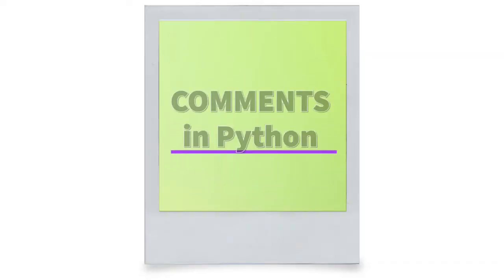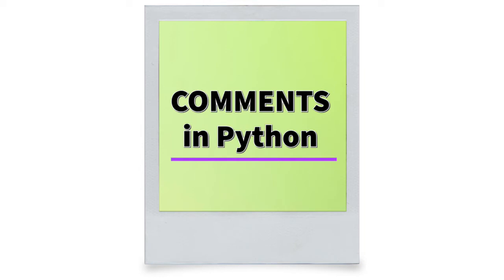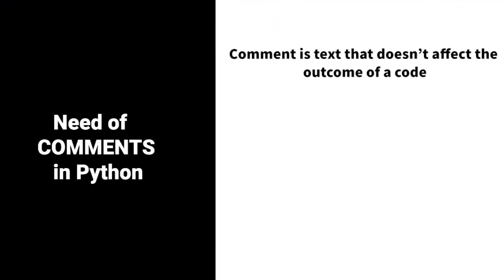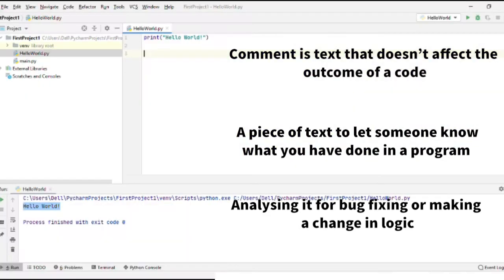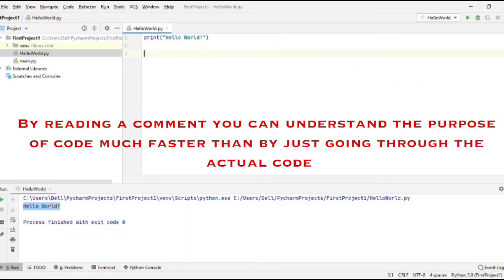Now let us see how comment looks like in Python programming. A comment is text that doesn't affect the outcome of a code. It is just a piece of text to let someone know what you have done in a program or what is being done in a block of code. This is especially helpful when someone else has written a code and you are analyzing it for bug fixing or making a change in logic. By reading a comment, you can understand the purpose of code much faster than by just going through the actual code.